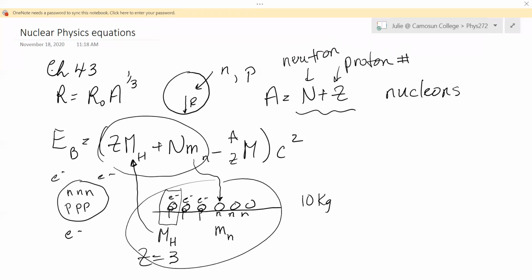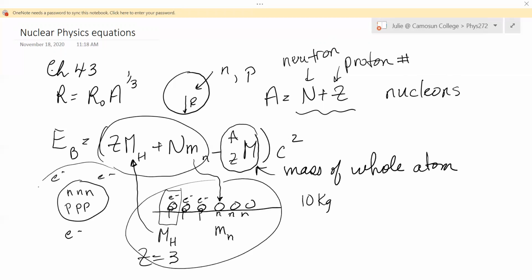And the crazy thing is that if I then join them all together into the lithium atom, the full atom, that's this. So this would be the mass of the whole atom. And that would be given in tables. So this is it when it's all together. It turns out that the mass of these individual things is bigger than the mass when it's all together. And the difference in those masses is called the binding energy.